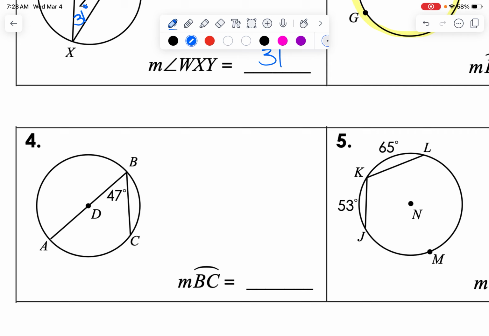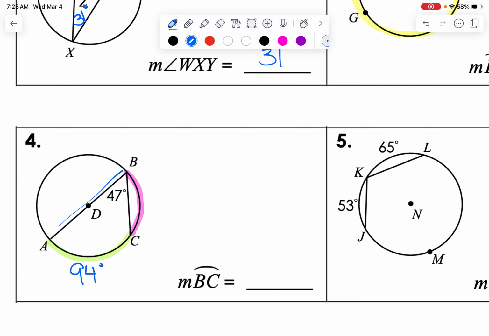It says here to find the measure of arc BC. So be careful here. We want to know what this is. Okay, so this arc right here, AC, is double 47, right? So that tells me that this is 94 degrees.